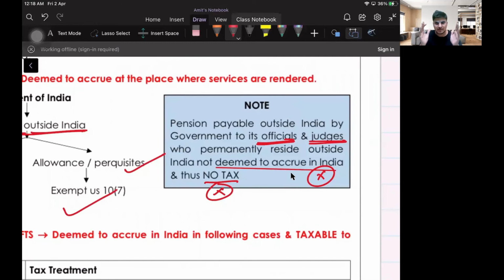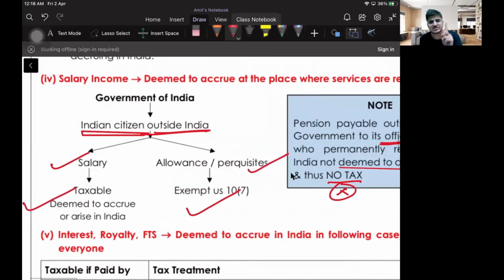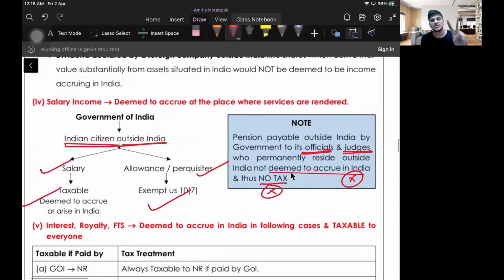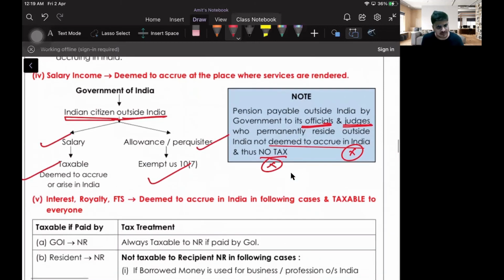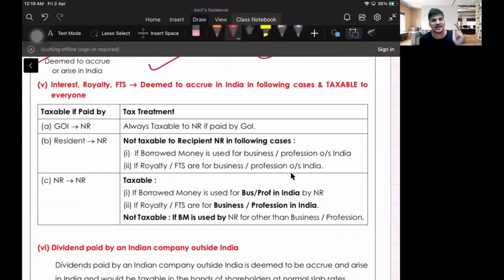So broadly, if the government paid salary to an Indian citizen outside India, it is taxable. If allowances and perquisites were paid, it is exempt. And if pension was paid to officials and judges who are permanently residing outside India, then it is not deemed to accrue or arise in India. Perfect. The last, slightly complex part, that is interest, royalty and FTS.